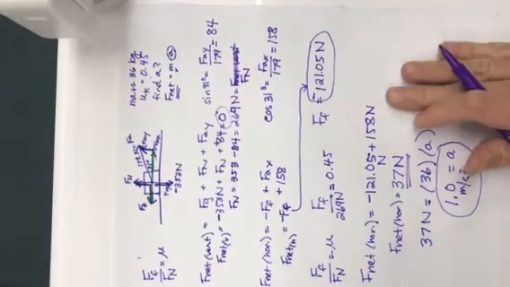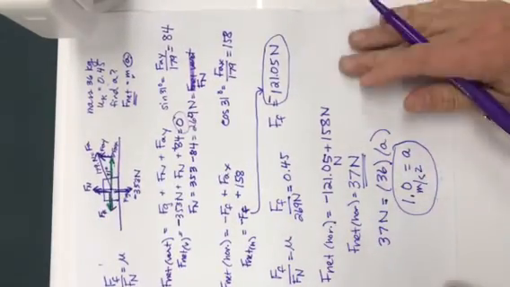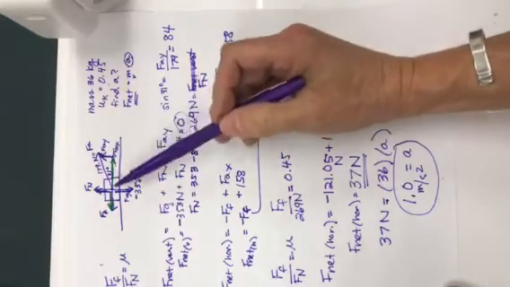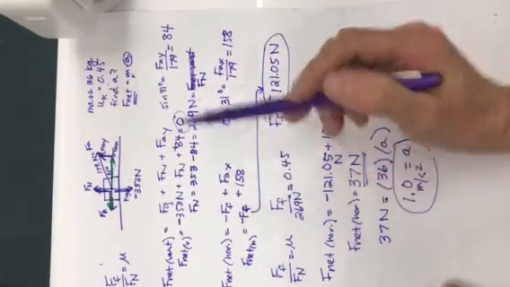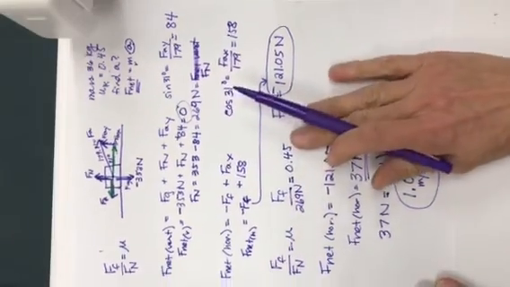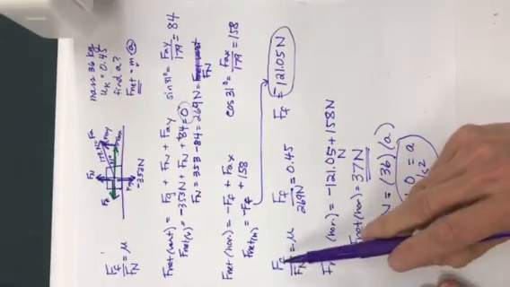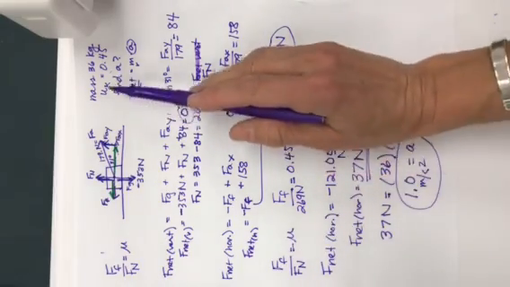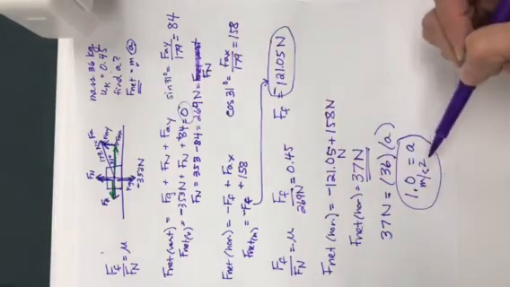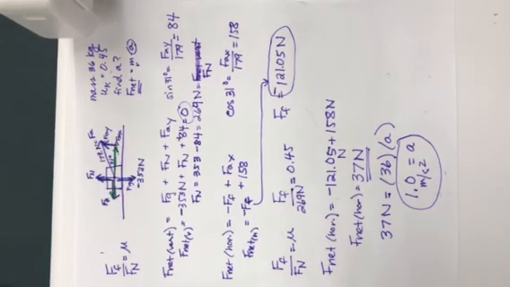And that's how we use this free body diagram, break it up into vertical and horizontal components, solve for the force of friction knowing the coefficient of friction given in the problem, and then solve for the acceleration. I hope this helps.